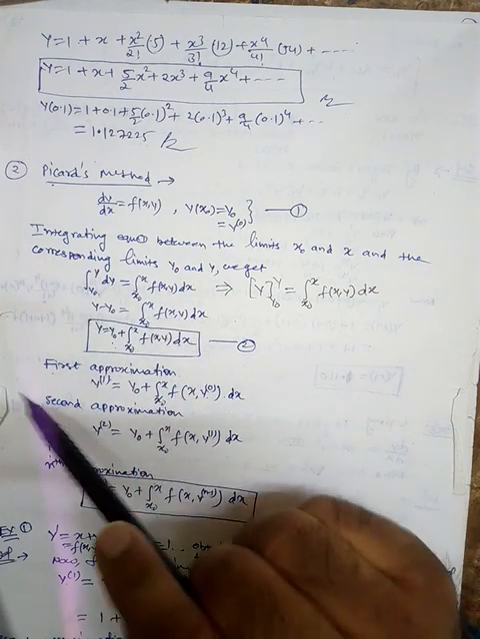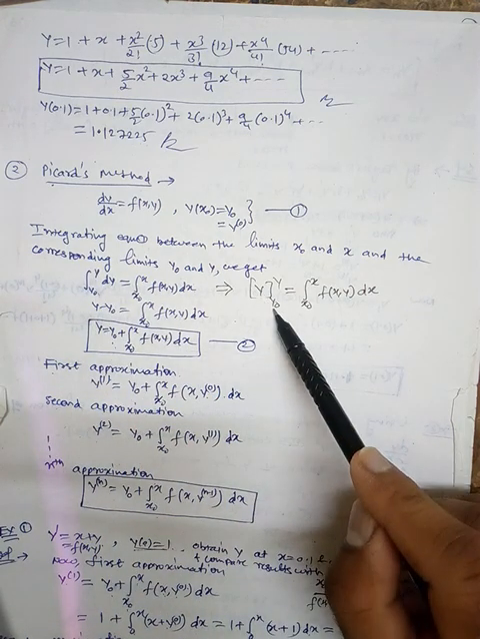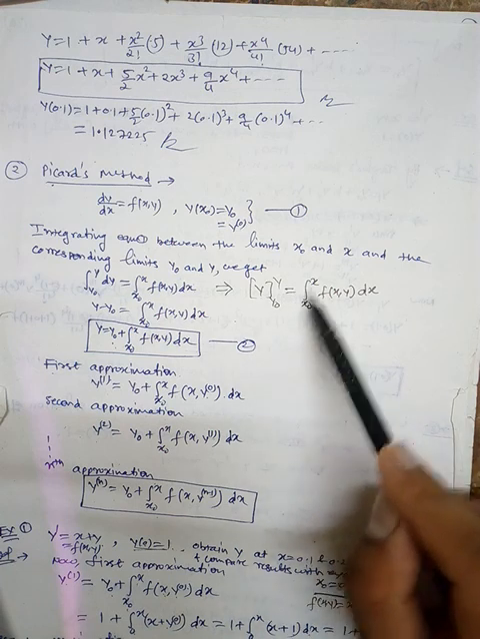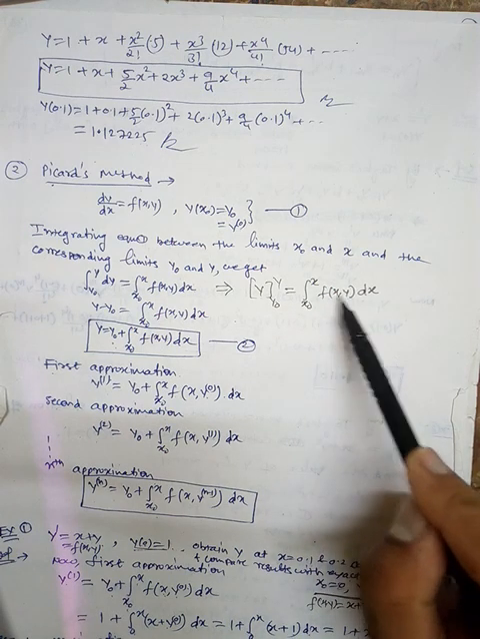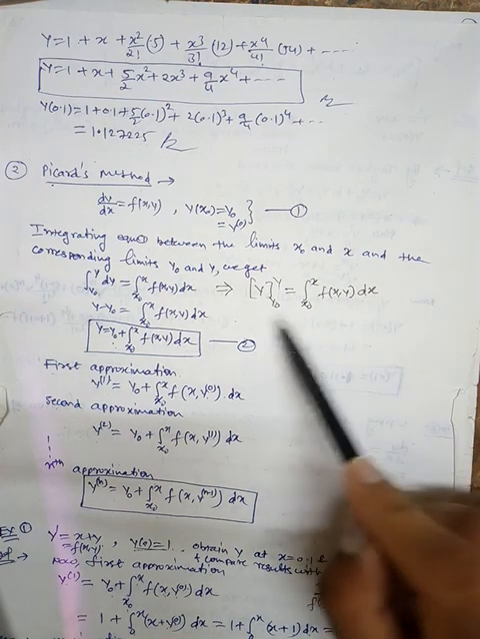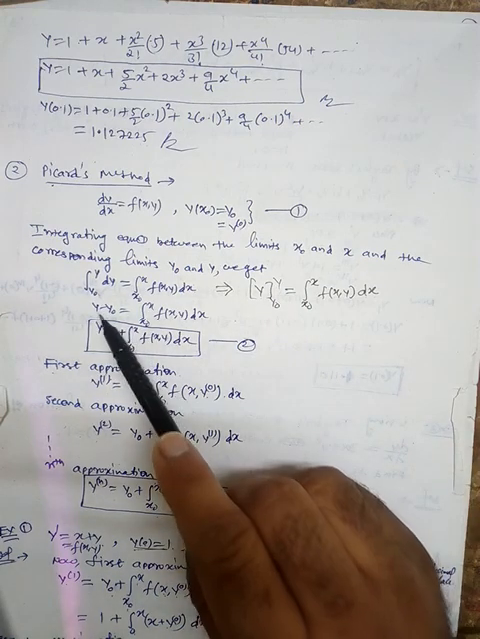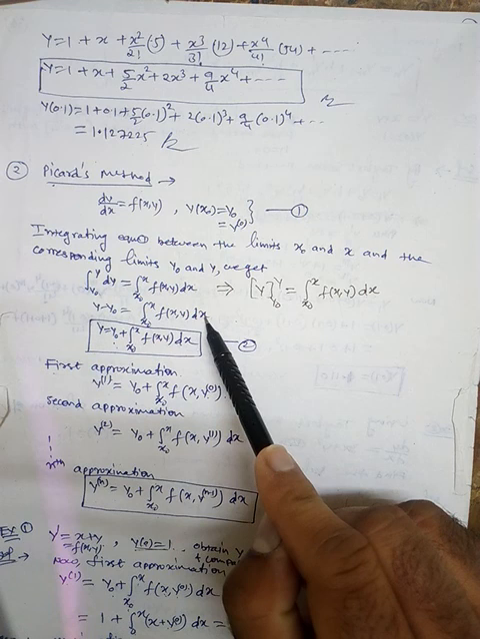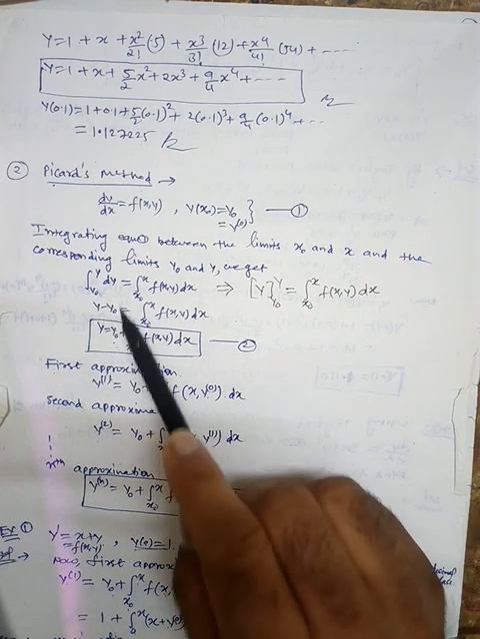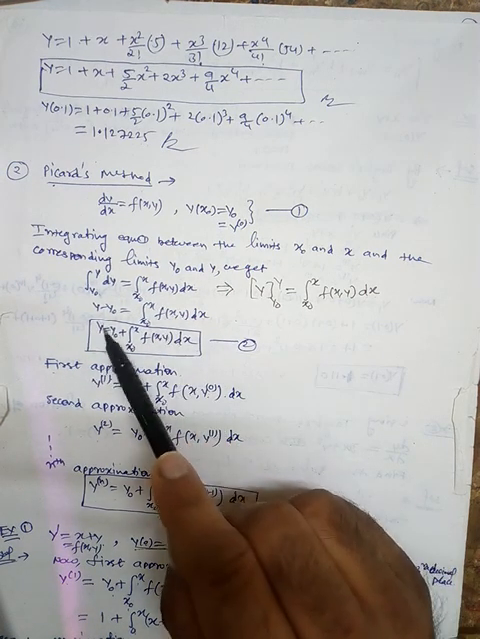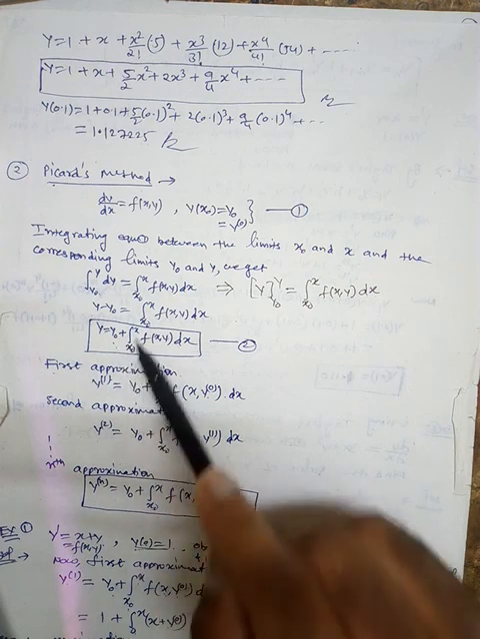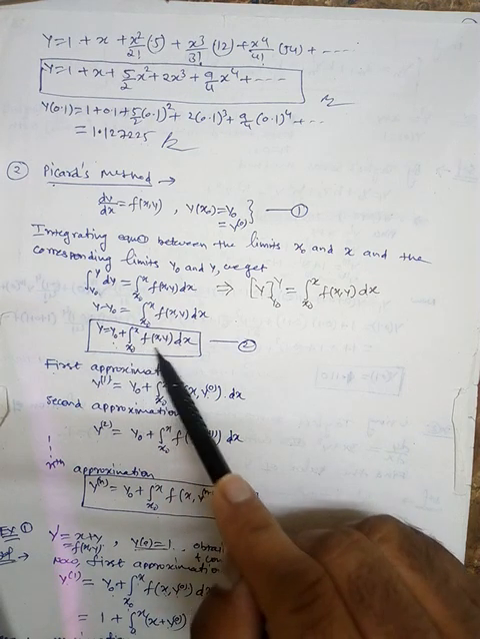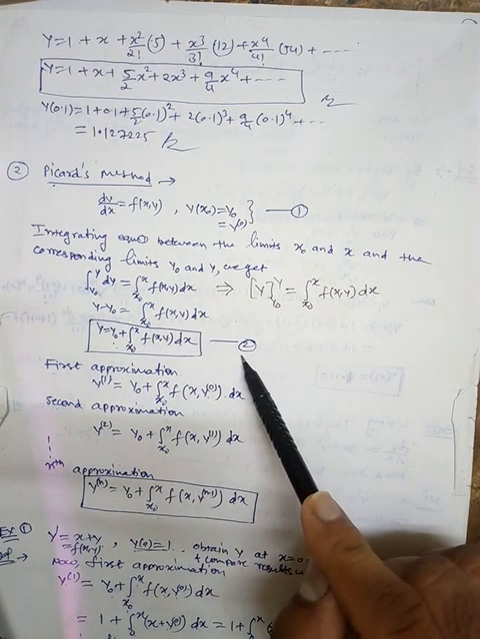Now integrate this, so we get y with limit y0 to y is equal to integral x0 to x f of x y dx. This is written as y minus y0 is equal to integral x0 to x f of x y dx. That means when you take this y0 to the right hand side, y is equal to y0 plus integral x0 to x f of x y dx. This is equation number 2.